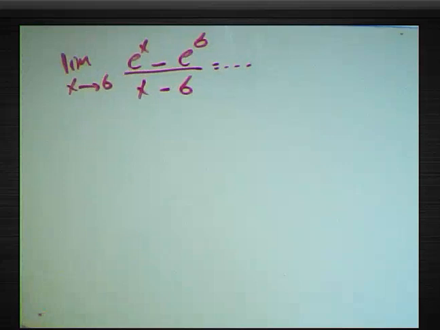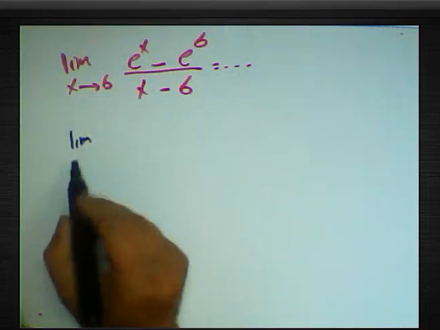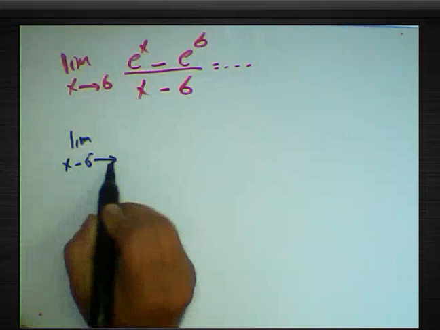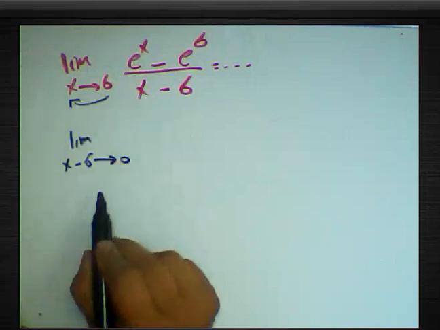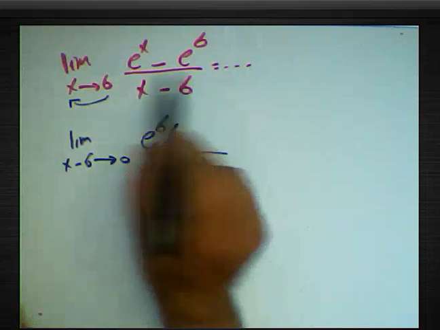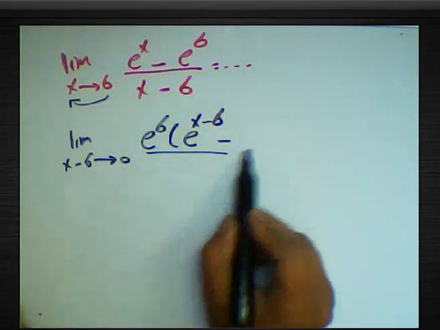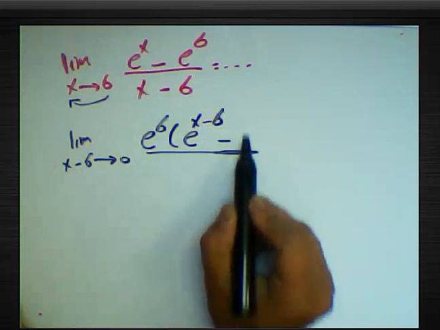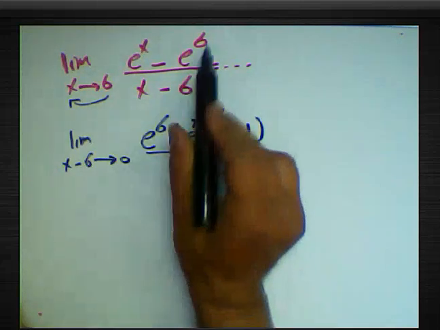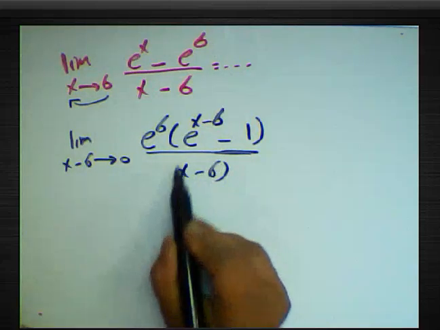This example is like the last question. Here we can write e to the power x as a common factor between two terms. I will write limit when x minus 6 approaches 0, moving 6 to the left-hand side, and here write e to the power 6 as a common factor between two terms. Here it will be e to the power x minus 6, minus what? Minus 1, because e to the power 6 divided by itself equals 1, and we have x minus 6 in the denominator.